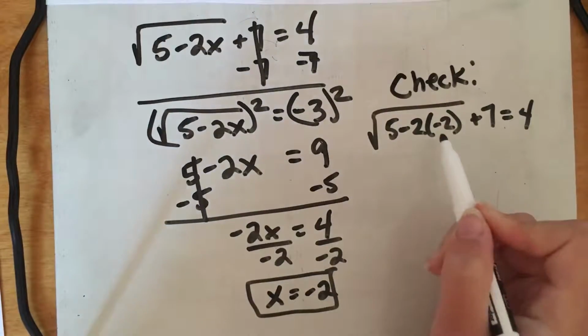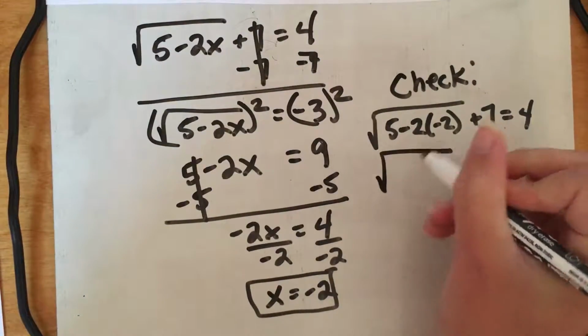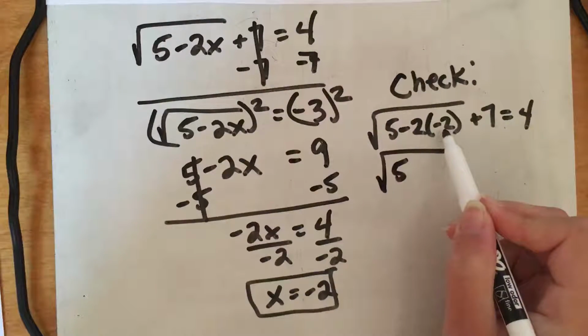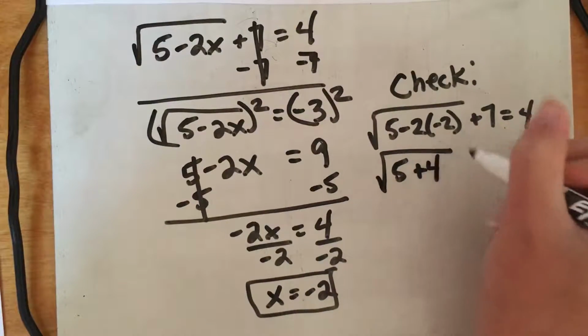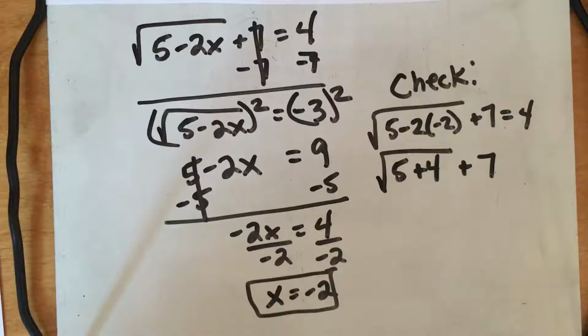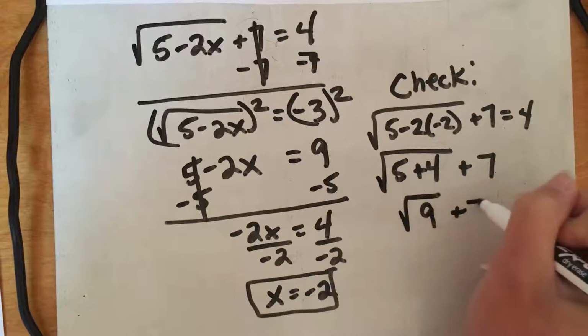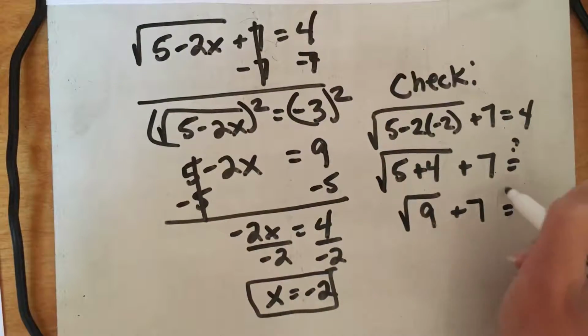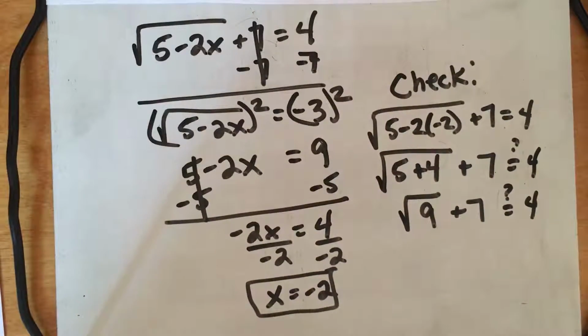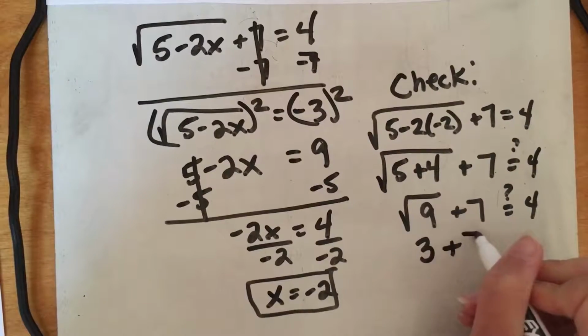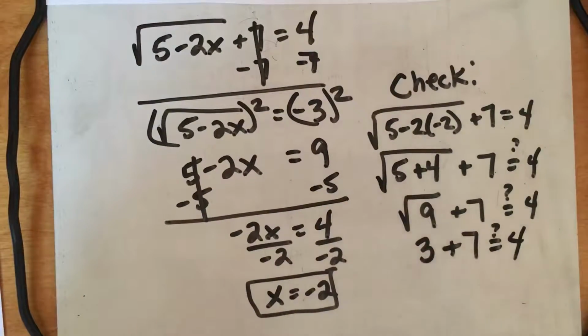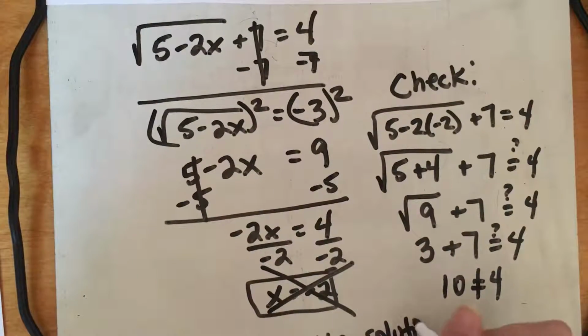Okay, so underneath the square root, let's figure that out first. So I have minus 2 times minus 2, that's going to give me a positive 4 plus 7 here. Okay, so 5 plus 4 equals 9. We're seeing, does this equal 4? Okay. So square root of 9 is 3 plus 7 equals 4. No, that's 10. So that does not equal 4. Okay. So actually this negative 2 does not work. So really there's no solution that's going to work.